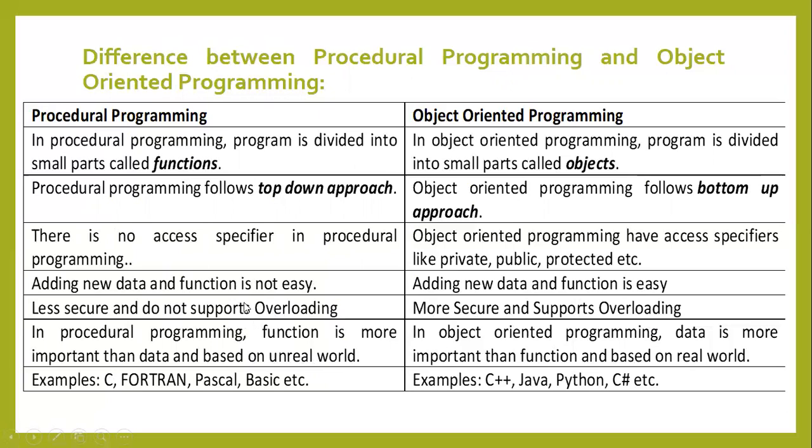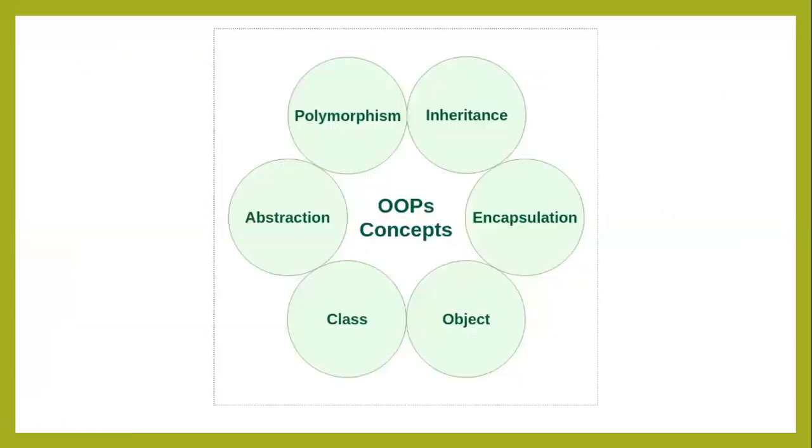A few procedural programming language examples are C, Fortran, Pascal, Basic, etc. And object-oriented programming languages are C++, Java, Python, C#, etc. And the entire OOP concept is based on these features: abstraction, polymorphism, inheritance, encapsulation, class, and object.